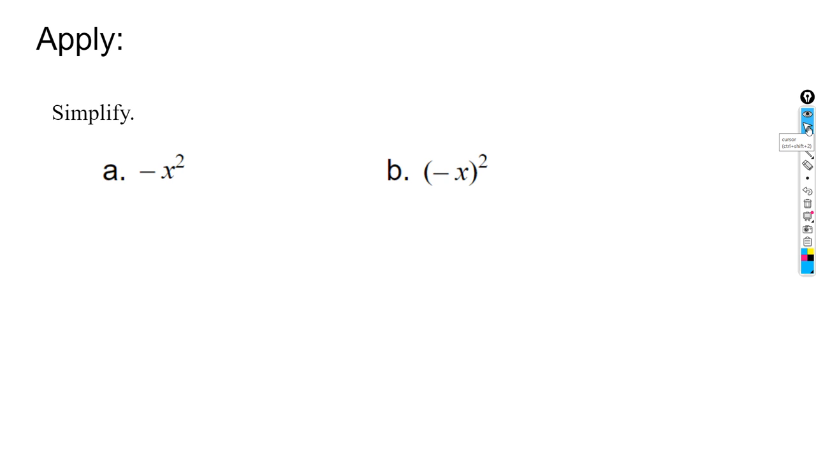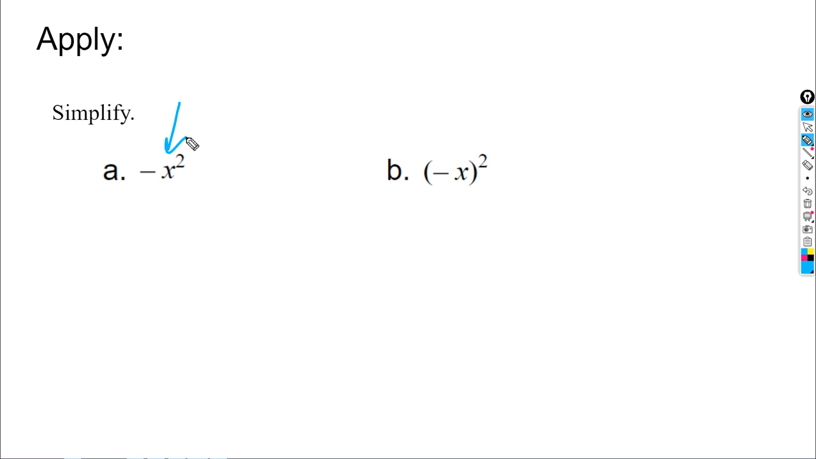The only thing I want to remind you here is that parentheses are important. We've looked at this throughout the year, but the only thing being raised to the second power in part A is the x. So we have an x squared, and then we have a negative in front of it. So it's a negative x squared. If x were 3, that would be like 3 squared with a negative in front of it. 3 squared is 9, so it's negative 9.